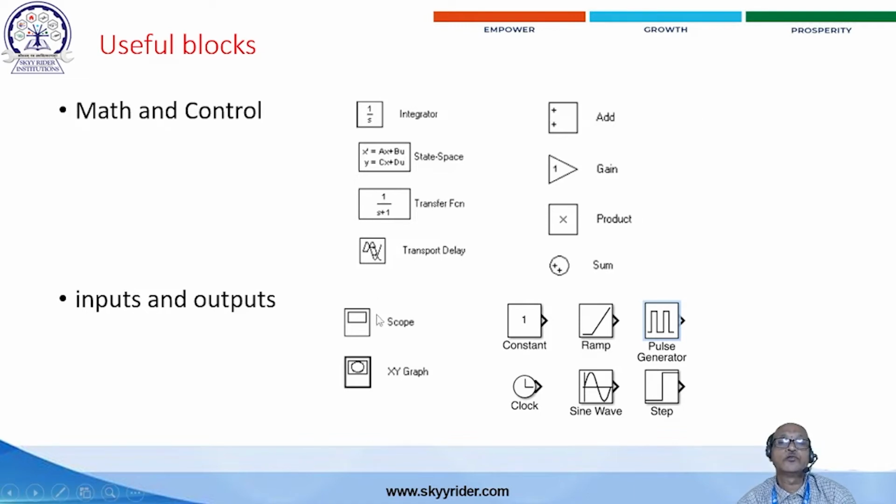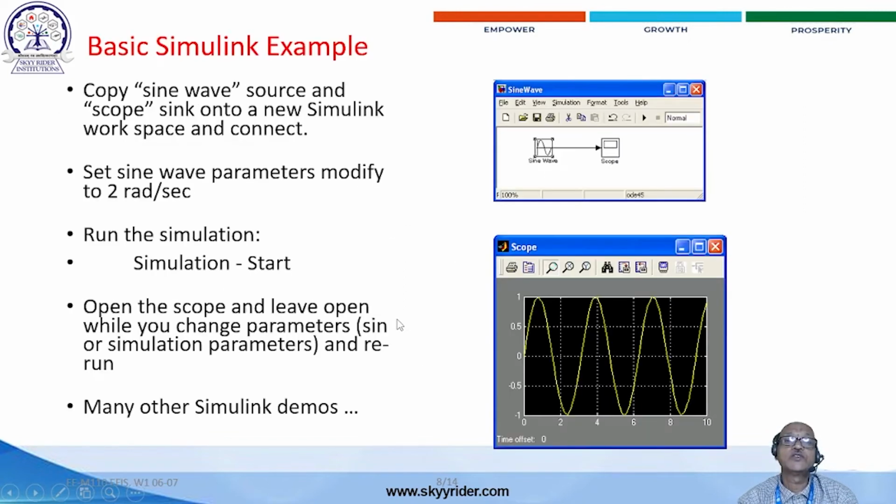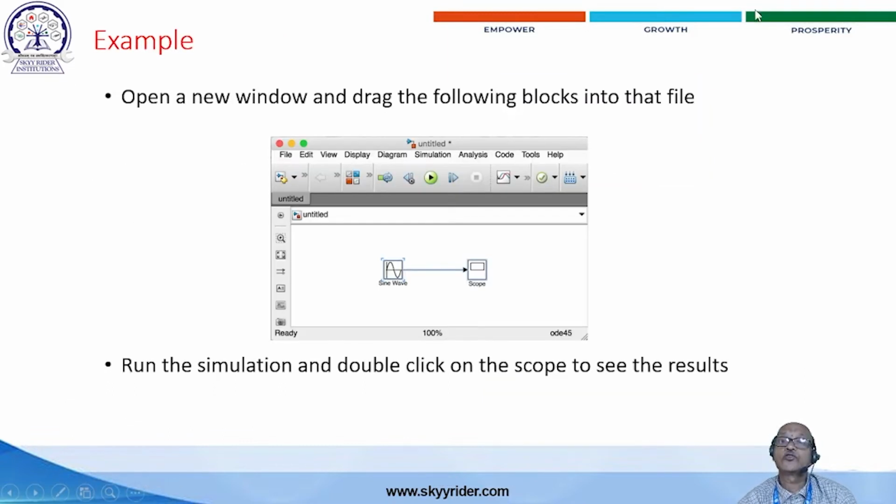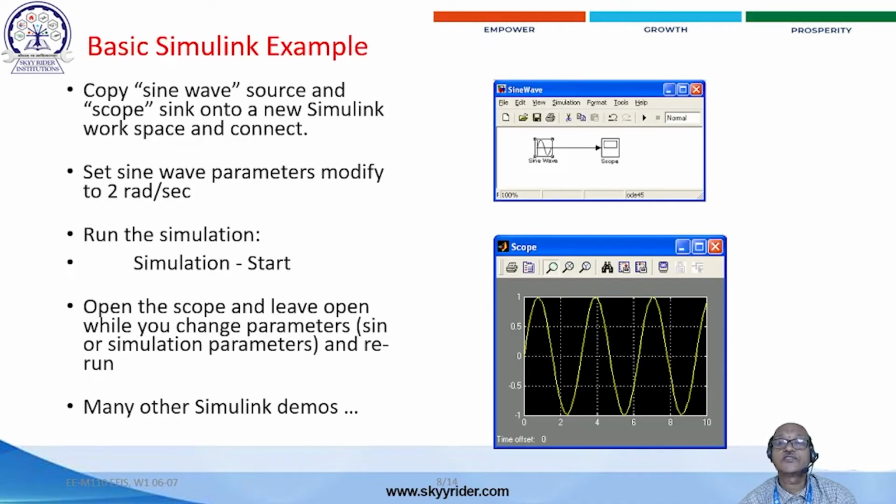This is the scope. Whatever the graph is, it must be identified like this. So a simple example is like this. I am taking a sine symbol and connecting it to the scope. Then double click the scope, and you will get the answer like this.